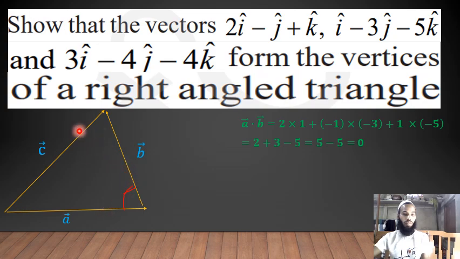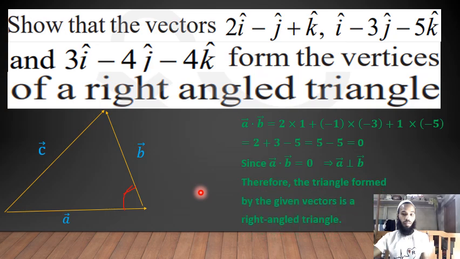If an angle of a triangle is 90 degree, then it is called a right angle triangle. Since a vector dot b vector equal to 0, therefore a vector is perpendicular to b vector, so this angle will be a right angle, 90 degree, and therefore the triangle formed by the given vectors is a right angle triangle.